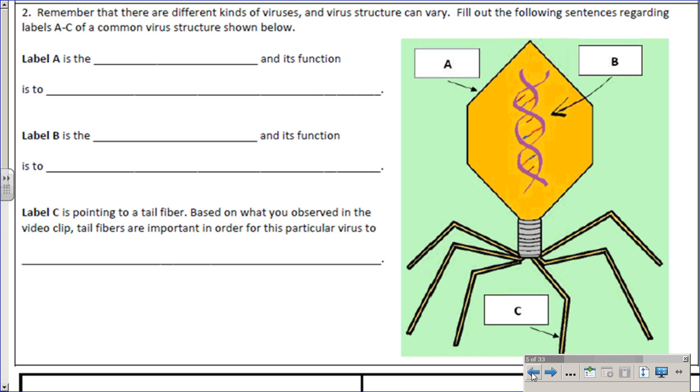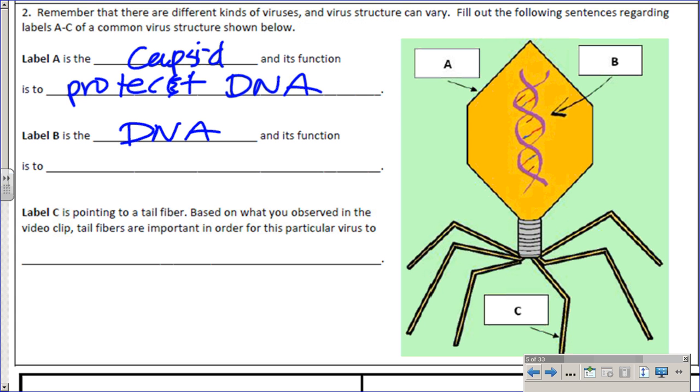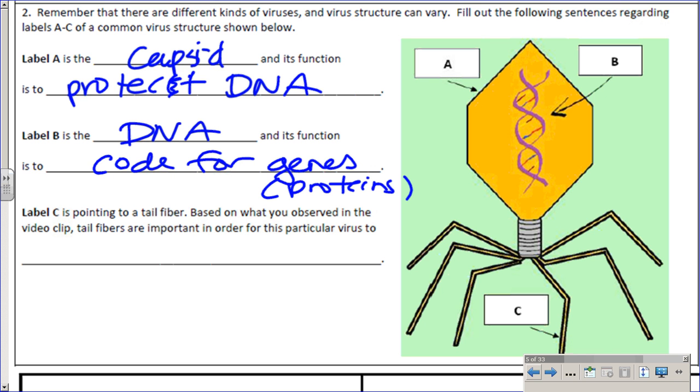Label A is the what? Capsid, and its function is to what? Protect, right. Protect the DNA. Good. So B is the DNA, and its function is to, what does DNA do? I heard code. Code for, okay, I'm going to say code for genes or proteins or replication or whatever. It can be anything. It's going to code for the information you want the virus to be able to do.